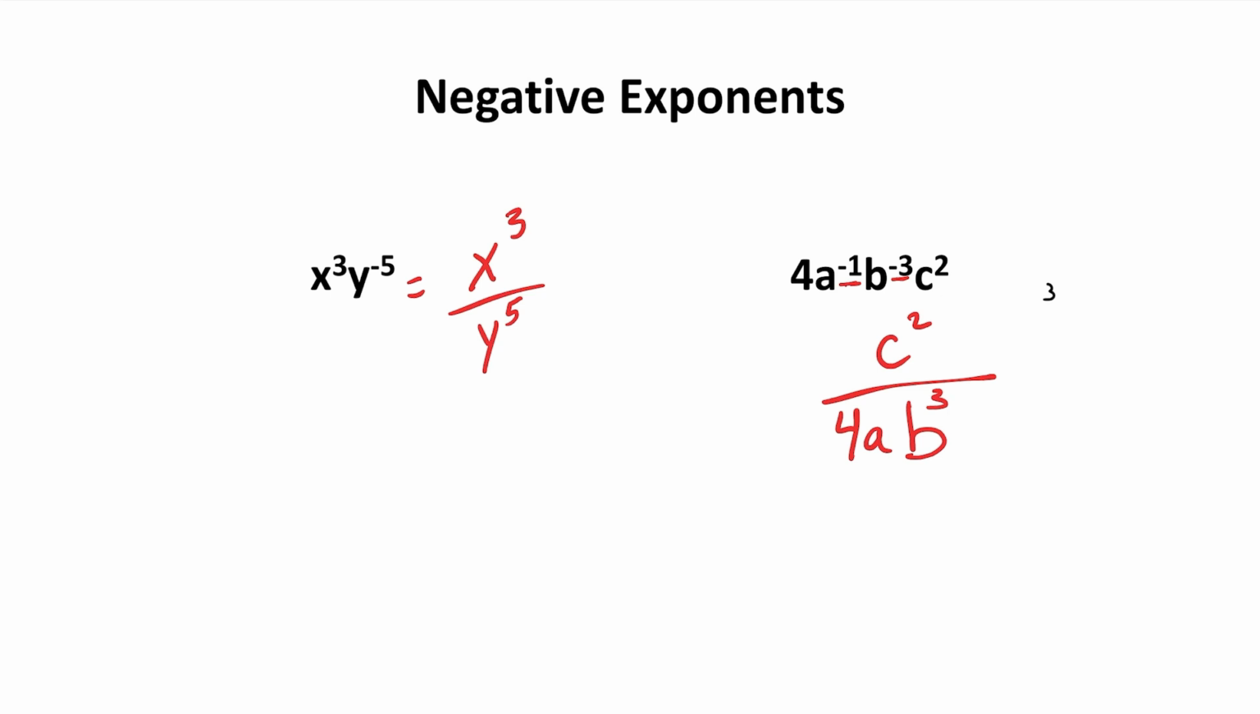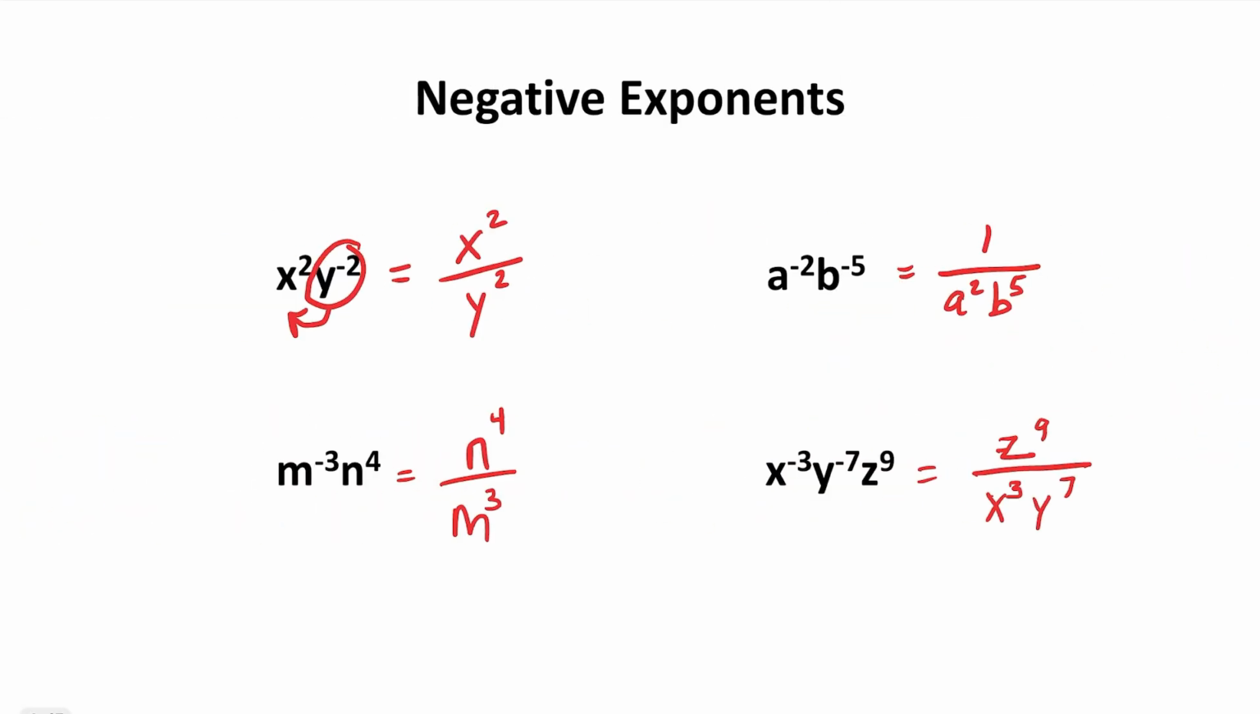Oh, wait. Hang on. I made a boo-boo. That negative only affects this a. So the 4 and the c squared stay on top. The a comes down and the b. Glad I caught that. See? Everyone makes mistakes. It's easy. The 4 stays on top. That's a 4 to the 1st power. It's a positive 1. It stays up there. The c to the 2 stays up. Make sure I didn't mess up any of these. Okay.